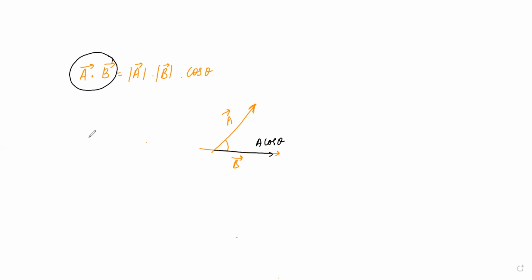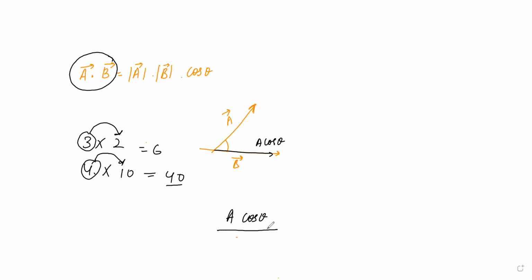For example, when you multiply something like 3 apples to be given to 2 people, it means this is equal to 6. Or 4 into 10 means 4 mangoes given to 10 people, which is 40. One person gets 4, so 10 people get 40. In the same way, when you say A cos theta, it is that component of A which is along B. Did you understand?